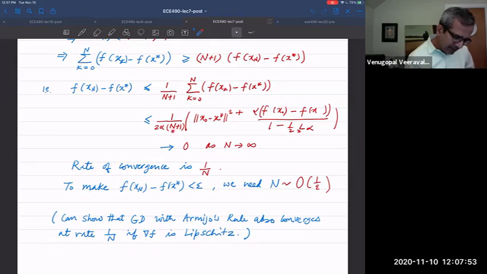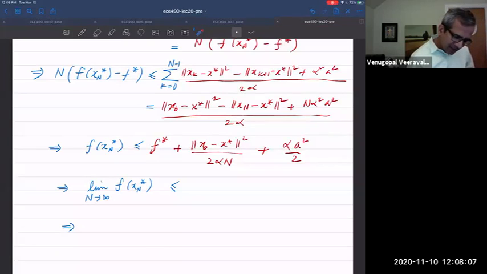Both of these terms were divided by n. So this right hand side, this term actually went to 0 as n goes to infinity. The rate of convergence is 1 over n. Now we have a slight problem in that we have this term that's not going off to 0.